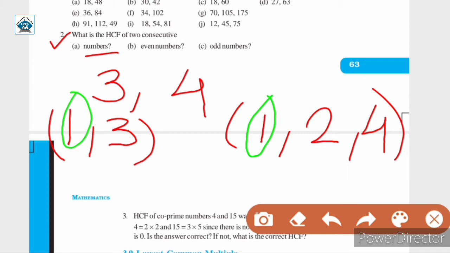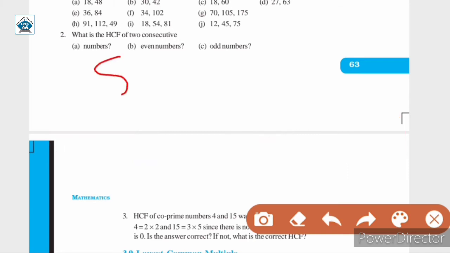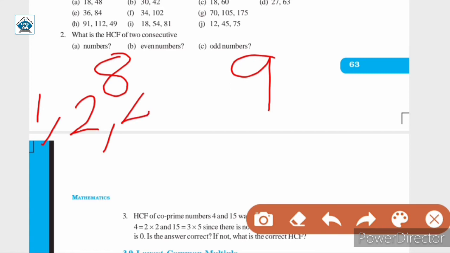Let us consider one more example, 8 and 9. Now the factors of 8 include 1, 2, 4 and 8. These are the factors of 8.